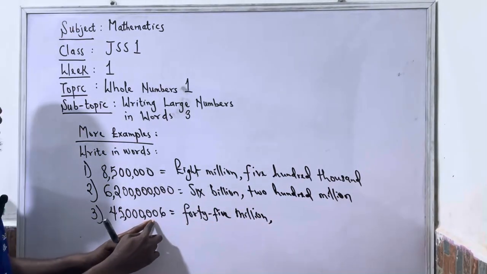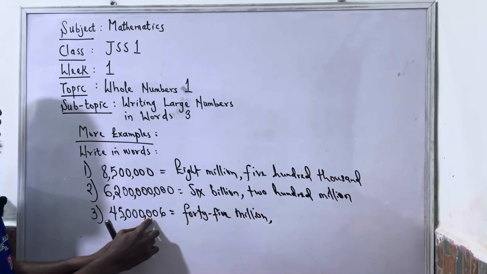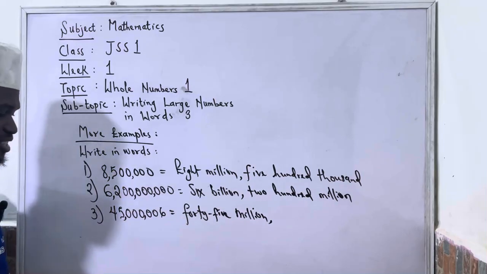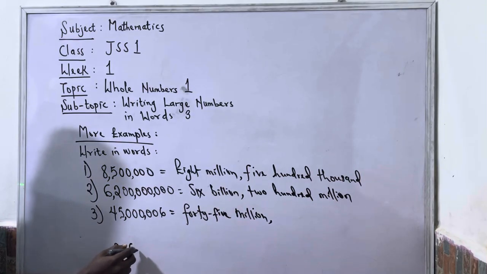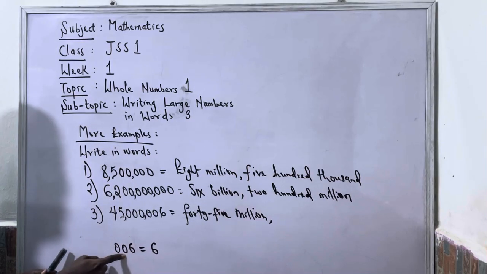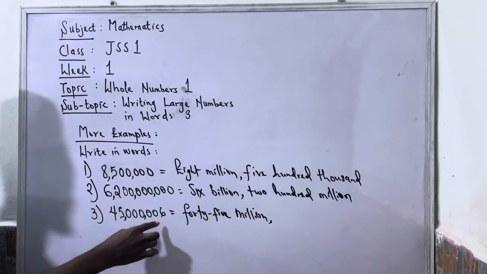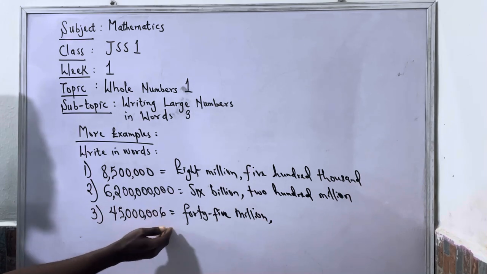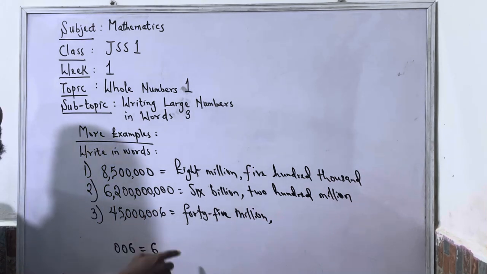And then in the unit family too, we have 006. 006 simply stands for 6. If you write 006, this is the same as saying 6. So does it now mean that these 2 zeros are useless? Yes, they have values, as they are in between the number. They have values, but we are not going to pronounce them.